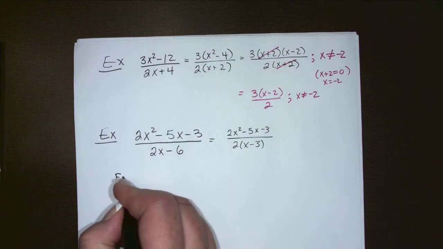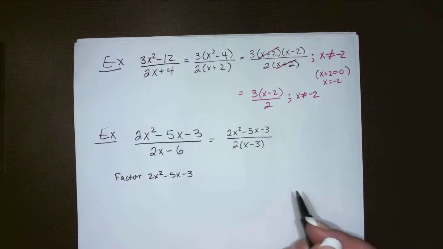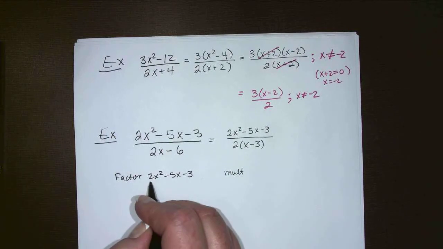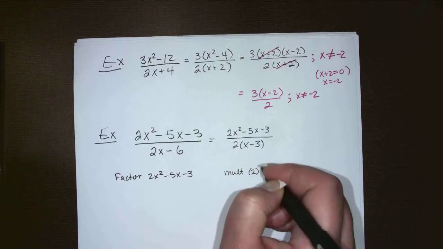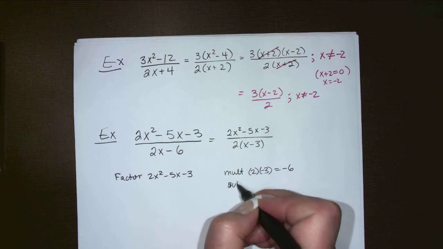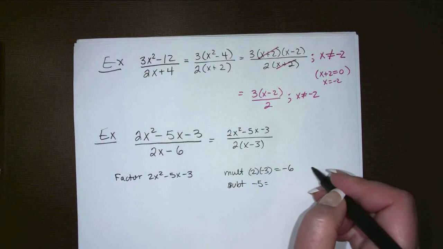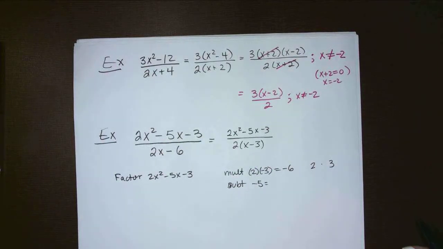So we need to factor 2x squared minus 5x minus 3. So we need two numbers to multiply to give, remember if there's a 2 or a number in front, 2 times minus 3, which is negative 6, and we want them to add or subtract to give negative 5. So 6. Will 2 and 3 work? 2 times 3. How can we put the signs to make those equal negative 5?